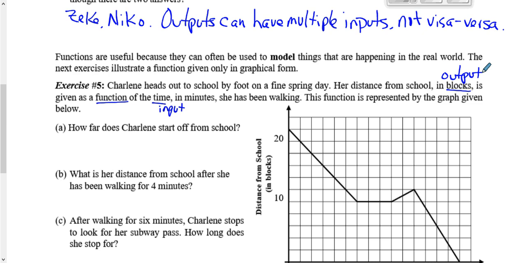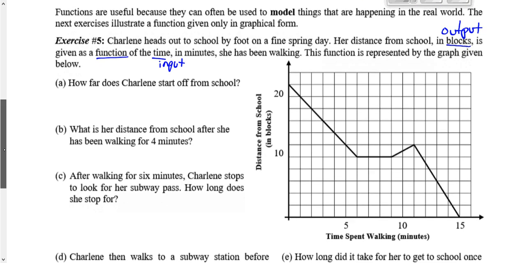So we're not using X and Y, right? Probably using T and B. Time, T, where the X-axis would normally be. Okay? All right, let's look at part A.